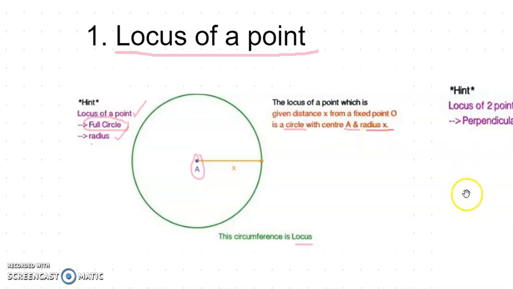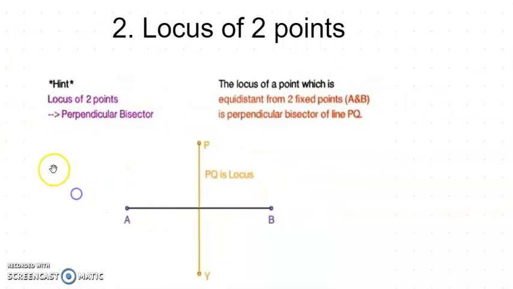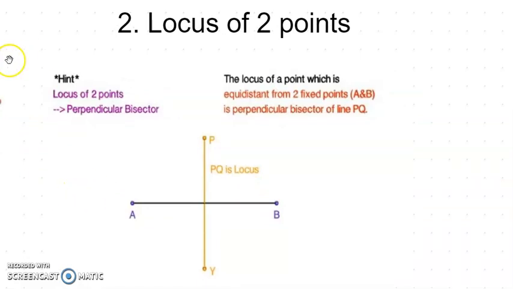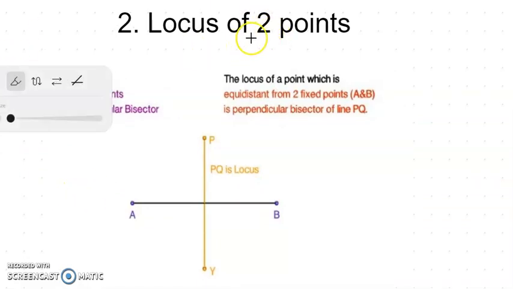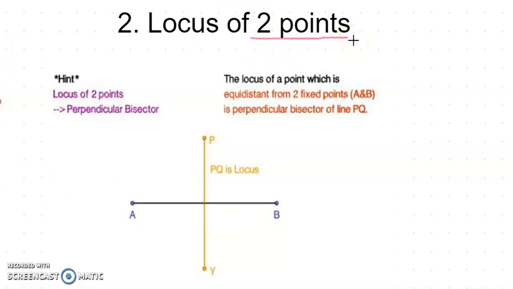Okay, so the second type is the locus of 2 points. The first one we learned was about one point, now we learn about 2 points. What happens if the question asks you to draw the locus of point P, which is equidistant from point A and point B? It means that there are 2 fixed points here. So you need to draw a perpendicular bisector. Use your compass to construct 2 arcs at the bottom and 2 arcs at the top, and then just connect the 2 intersections. This line we call a locus.